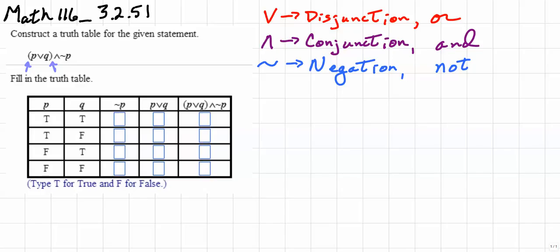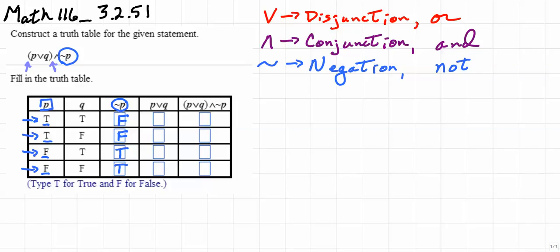So for the negation, the not P, if we look at P here, we see that P has 4 different values because of the way Q is set up. So if P is true right here, this right here is the not P, so that means this would be false. Likewise, there's a true here, so the not P here would be false. This is false, so this will be true. And this one is false, so this will also be true. So that takes care of the negation.